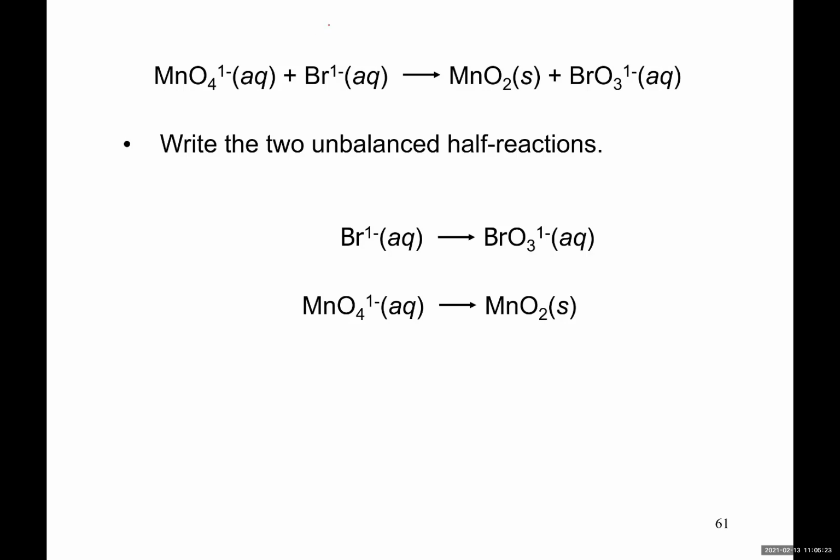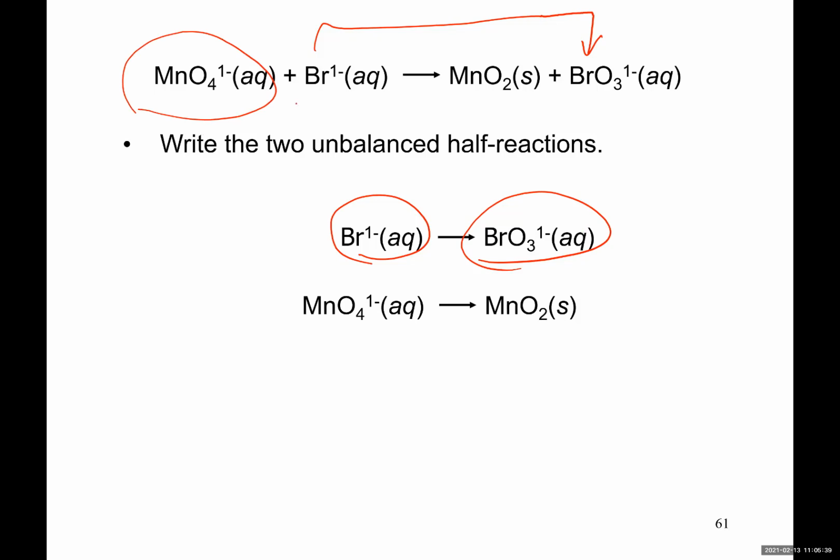Then decide what is becoming of Br minus. It's becoming BrO3. So Br minus on the left is becoming BrO3 minus 1 on the right. And then I look at MnO4. What is the fate of Mn? Oh, right here. It's becoming MnO2. So these are the two half reactions.